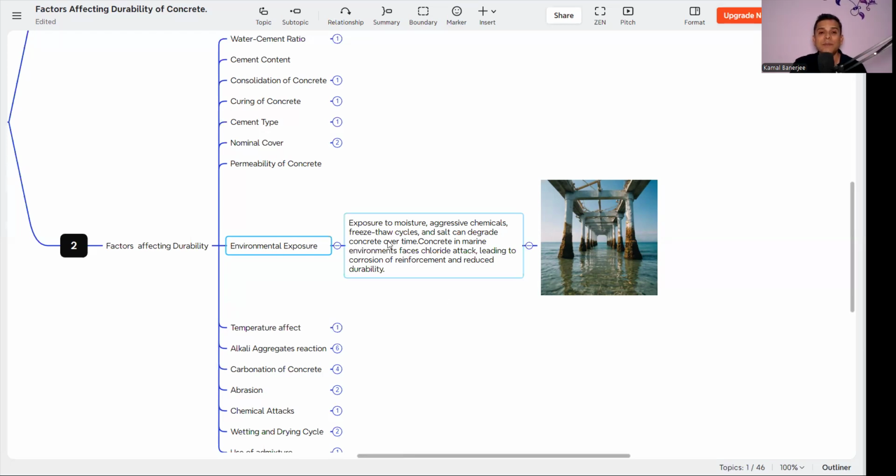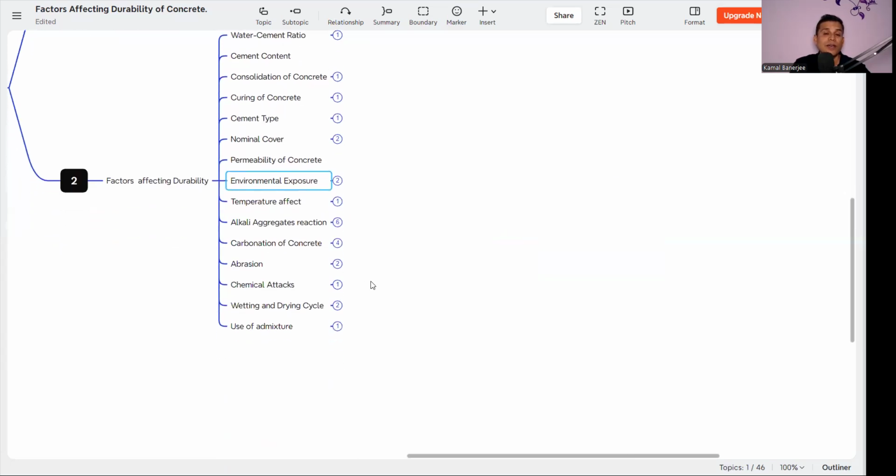Exposure to moisture, aggressive chemicals, freeze cycles and salt can degrade the concrete over time. Concrete in marine environments faces chloride attack, leading to corrosion of reinforcement and reduced durability. That is why, wherever your concrete is, you first need to find out the environmental exposure condition, and according to it you need to prepare the concrete mix design or apply a protective coating over the concrete, maybe a waterproofing membrane, so that water and other chemicals cannot penetrate inside the concrete. So this environmental exposure condition is another factor for durability.